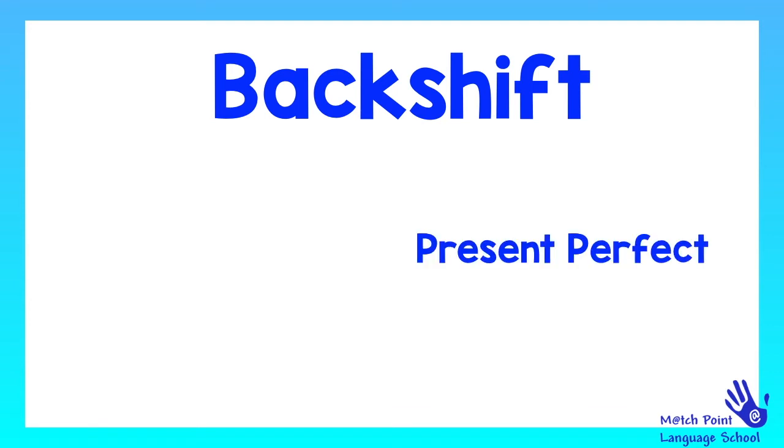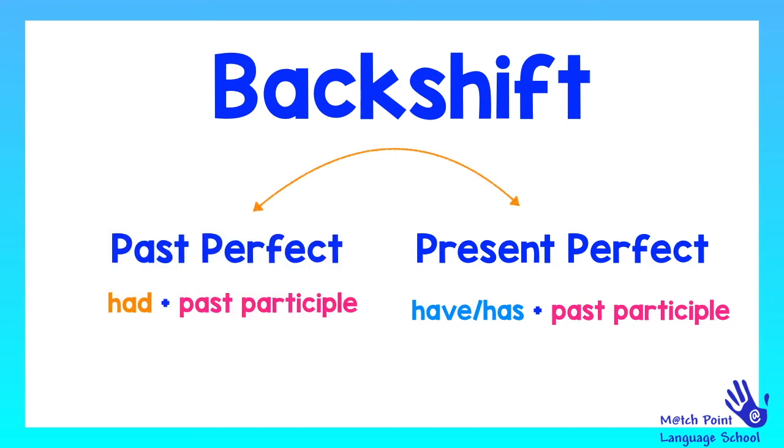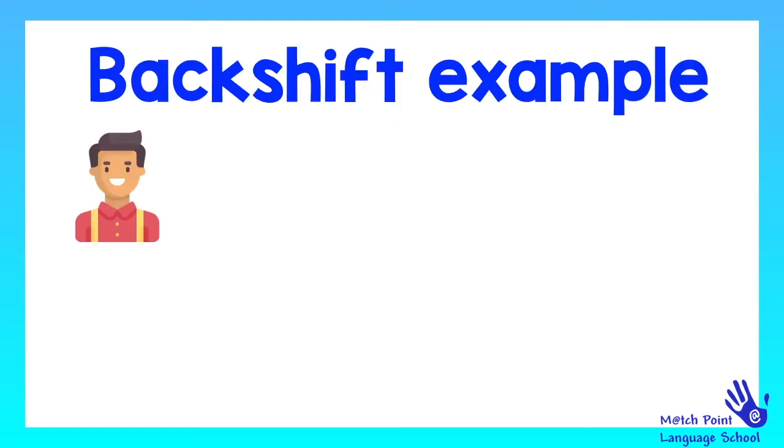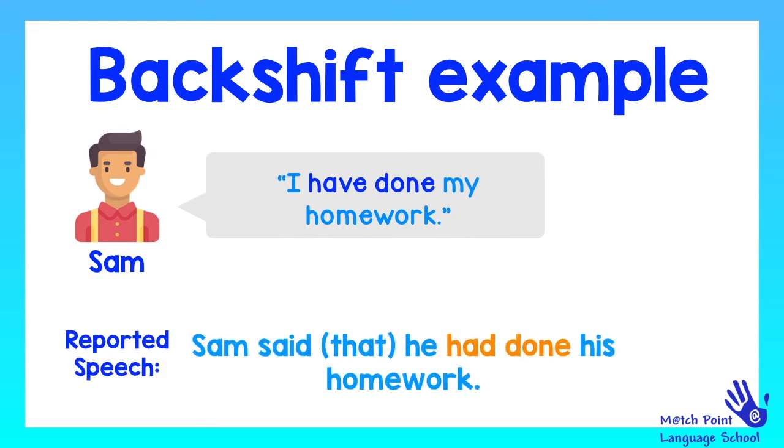Let's see what happens with the present perfect. Present perfect, we use have or has plus past participle. To change our sentence into reported speech, we will have to use the verb in past perfect, had plus past participle. Okay, let's see an example. Sam says, "I have done my homework." All right, if we're going to say that sentence in reported speech, we'll have to say, "Sam said that he had done his homework." All right.